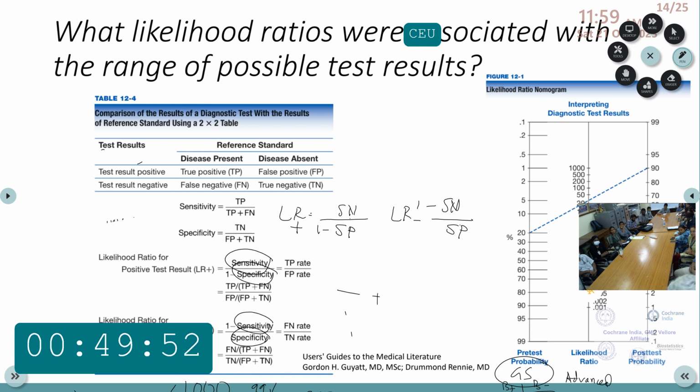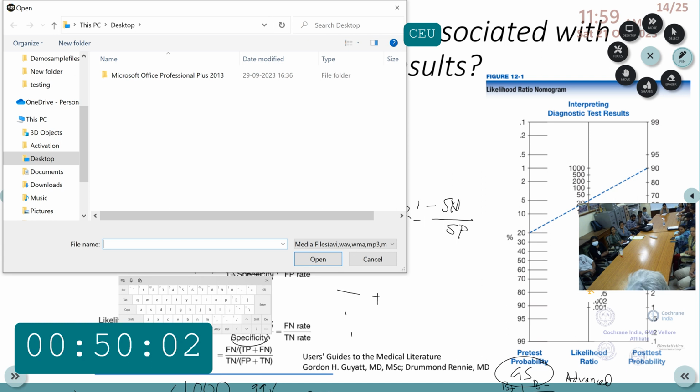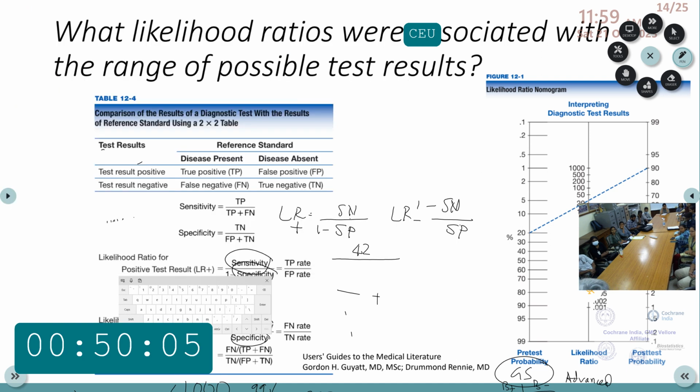We'll do that. What was the sensitivity in our patient? 42%. What is the specificity? You remember from the previous slide? Sorry, 94%. So 1 is also 100. You can put it as 0.42 and 0.94, then 1 minus. Or you can put it as 42%, 94%, and this is 100 minus. So what will that come to? 42 divided by 6, 7. So the positive likelihood ratio came to 7.